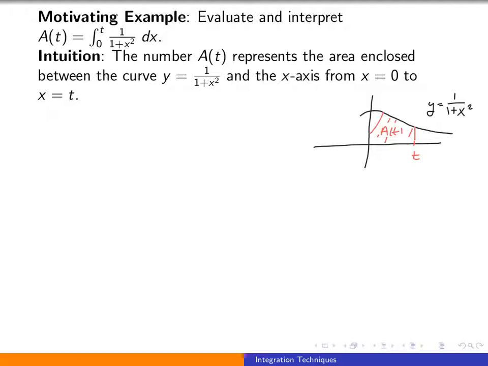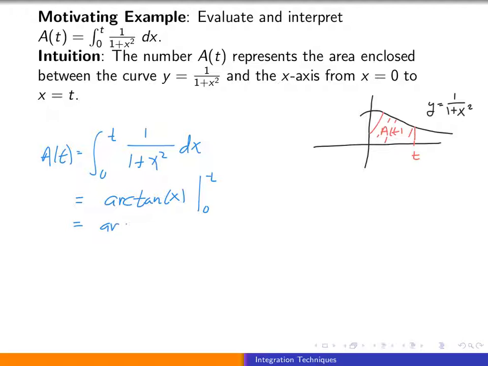So let's go ahead and calculate it. A of t is the definite integral from 0 to t of 1 over 1 plus x squared. An antiderivative of 1 over 1 plus x squared is arctangent of x, and we need to evaluate this from 0 to t. So this is equal to arctangent of t minus arctangent of 0. But arctangent of 0 is 0, so I'll leave it simply as arctangent of t.